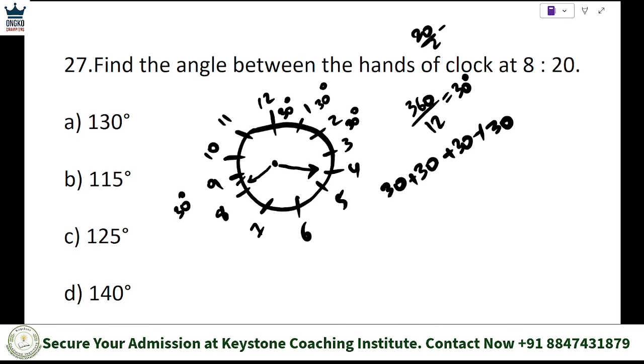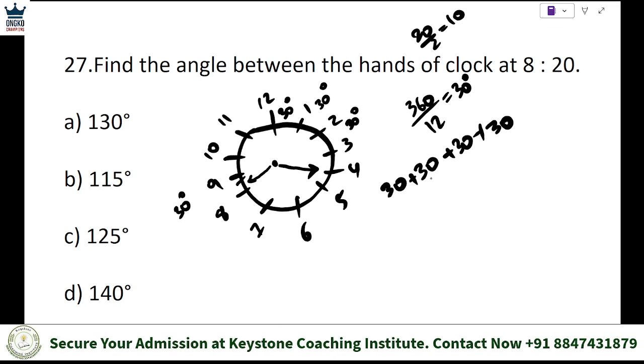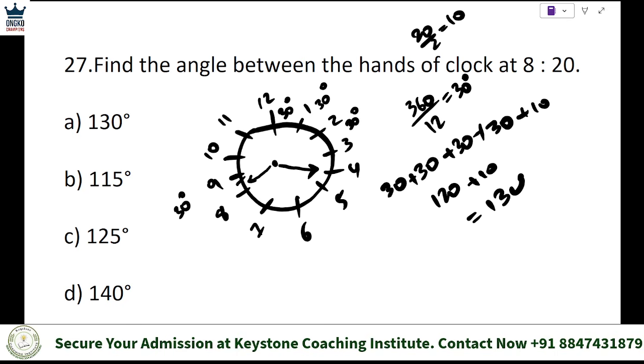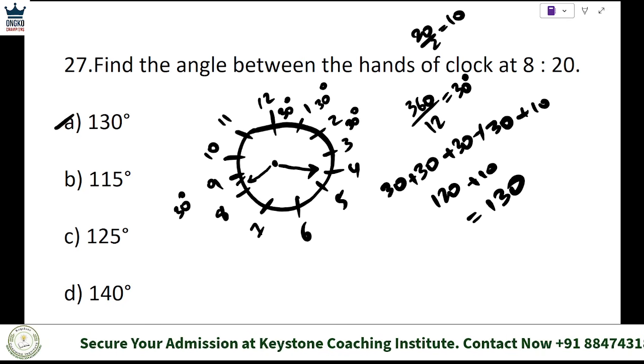Divide 20 by 2. This will give us 10. So 30 times 4 is 120, plus 10 degrees. That means plus 10. This will give us 130. So the answer is 130 degrees. That's the answer.